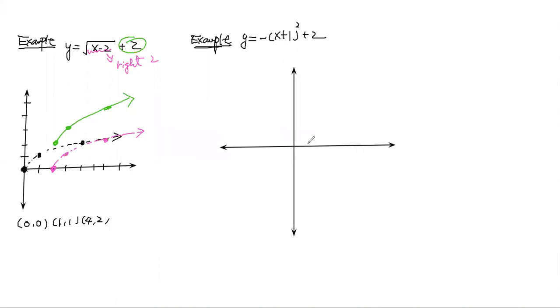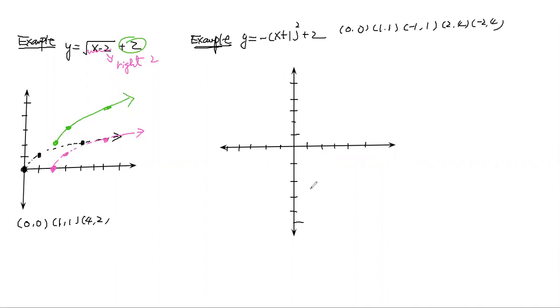Now I have 1, 2, 3, 4, 5 on each axis. For the quadratic: (0, 0), (1, 1), (-1, 1), (2, 4), (-2, 4). Right? Those are the points that can guide us.